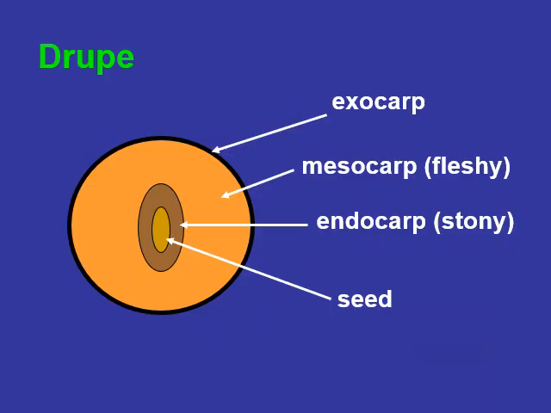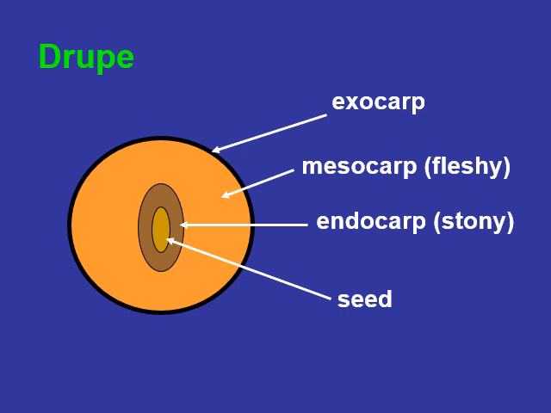Here's another type of fruit. We call this a drupe. And look what we've got. You've got a thinnish exocarp. The mesocarp, though, is really pronounced and big and fleshy and mushy and good. The endocarp is very hard and woody. And then inside the endocarp is where the seed is.